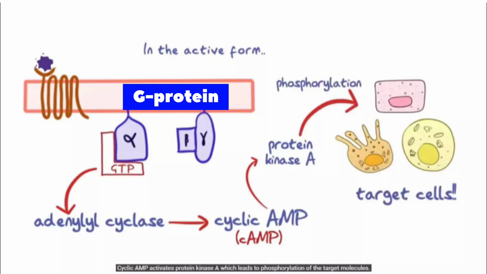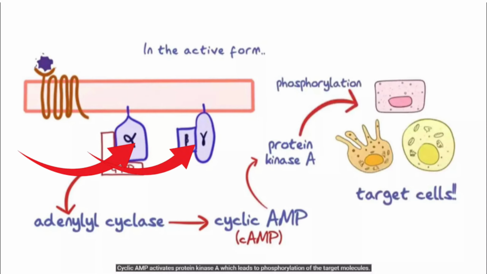You can see this image. The rectangular box is the G protein. It has three subunits, the alpha, beta, and gamma. In inactive state, all the three subunits coexist. While in active state, GTP binds to alpha subunit and cleaves it from the remaining beta and gamma subunits. This leads to conversion of ATP by adenyl cyclase to cyclic AMP.